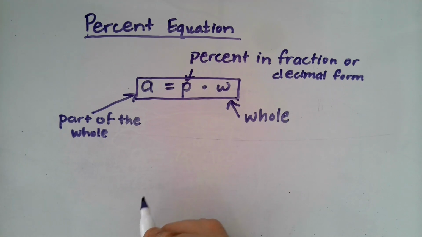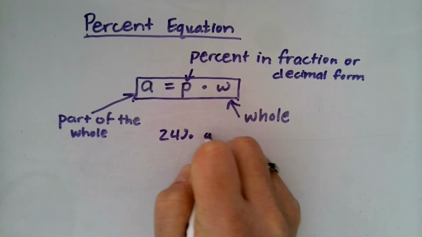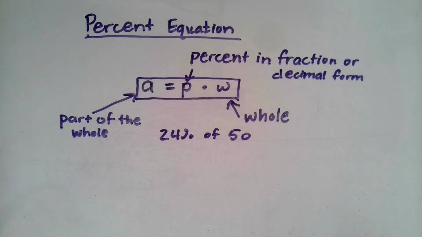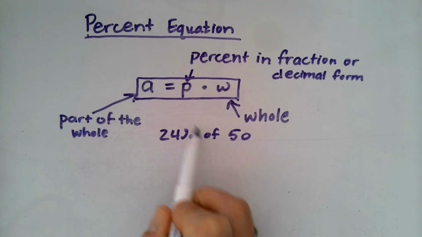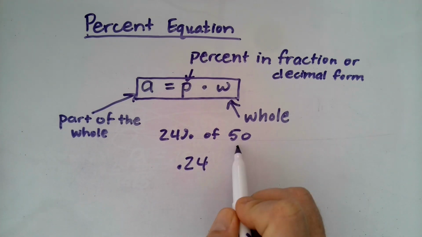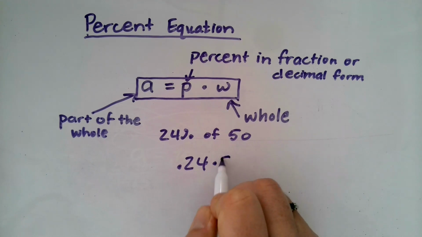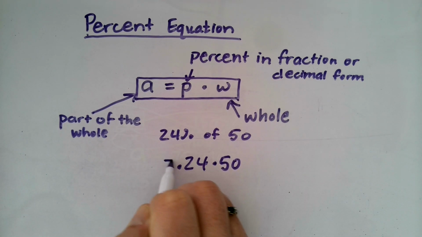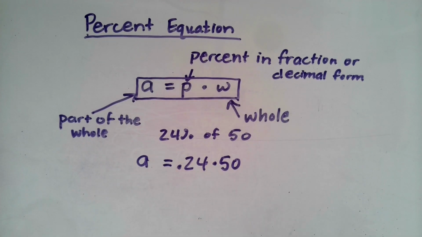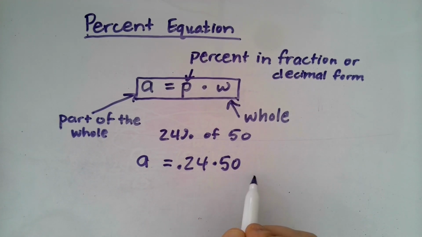So here's the question. What number is 24% of 50? Okay, so we know our percent, and we're going to put it in decimal form. We know our whole because it says 24% of 50, right? And you're solving for what number that is. So you're simply going to multiply 0.24 times 50.